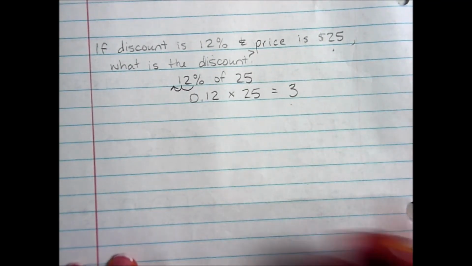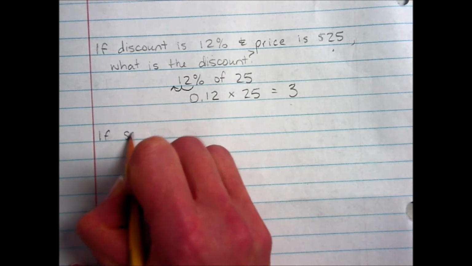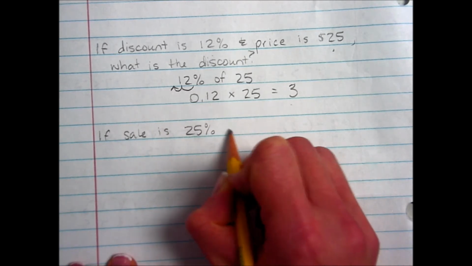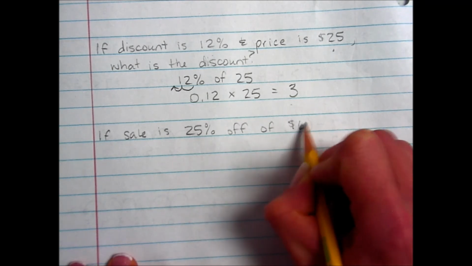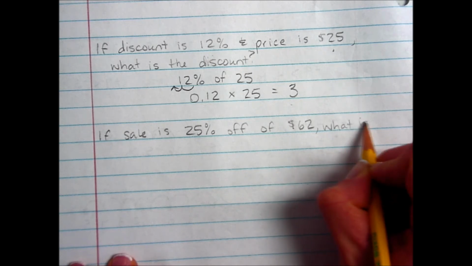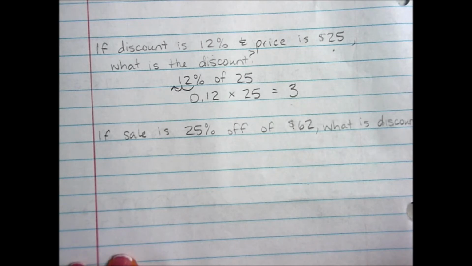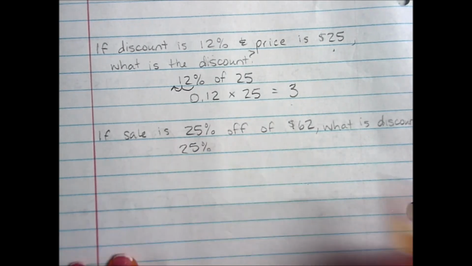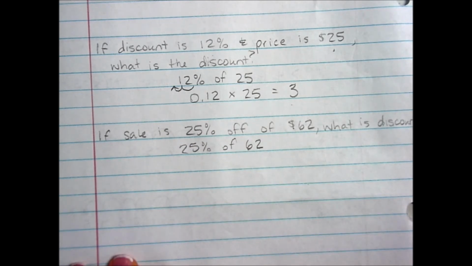Okay, so sometimes you can look at this as if it's a sale, because if you're a customer, let's say you have a coupon for a product. So if your sale is 25% off of, let's say, the pair of jeans you want are 62 bucks. What is the discount? Okay, so then I'll take 25% of the total, which is 62, so that I can find the discount.